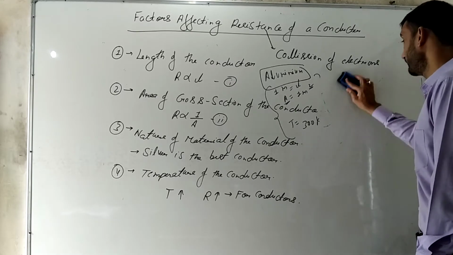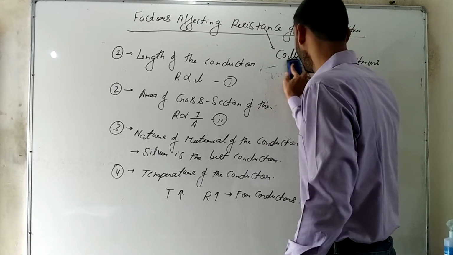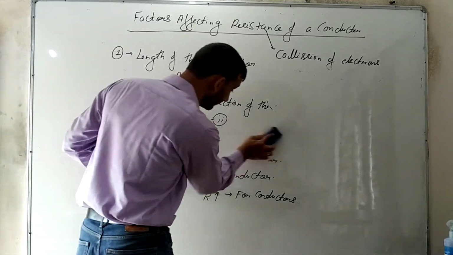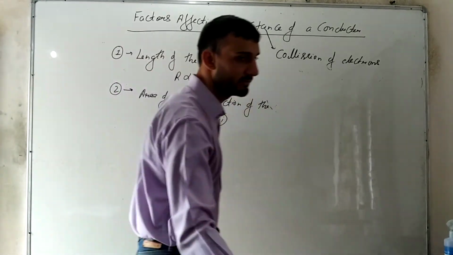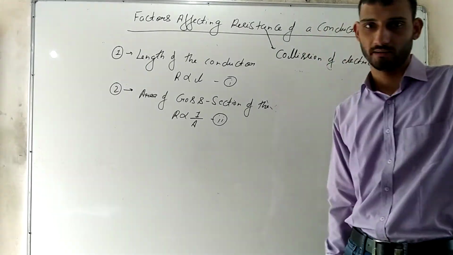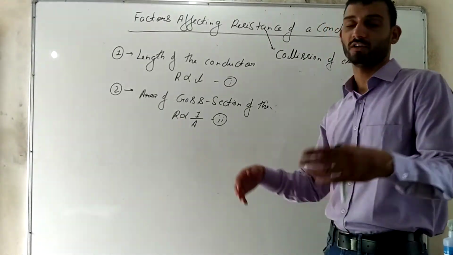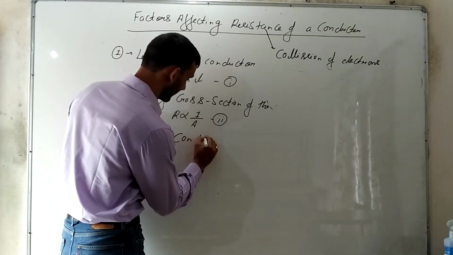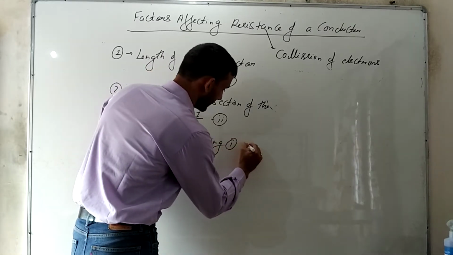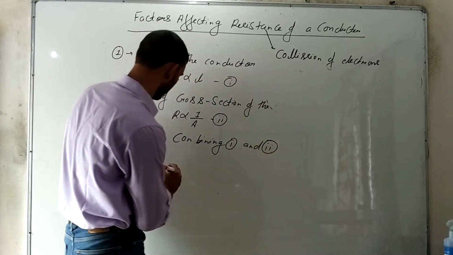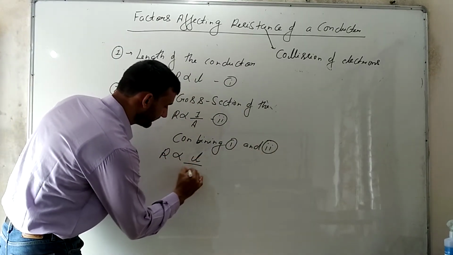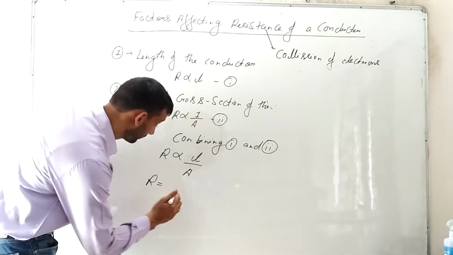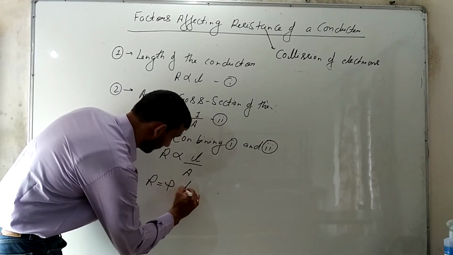So let us do something with the available information. I'll remove the nature of the material, I'll remove the temperature. Why am I removing these two? Because the nature of the material of the conductor will be fixed if you choose a particular metal, and temperature will be fixed if you are talking about room temperature. Let me combine these two factors, 1 and 2. If I combine these two, resistance will be directly proportional to L and inversely proportional to A. You know that when we remove the proportionality, equality will come along with a constant: R equals constant times L upon A.